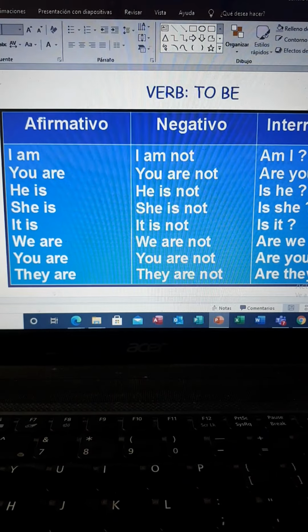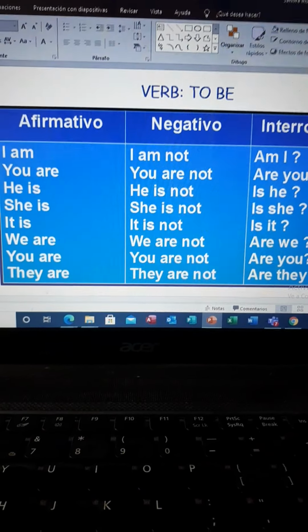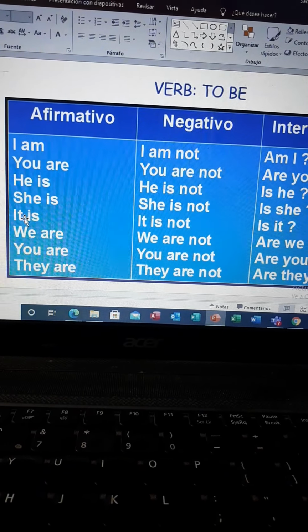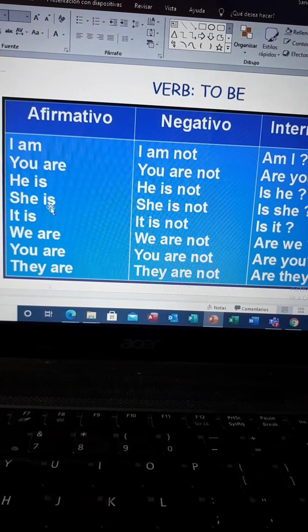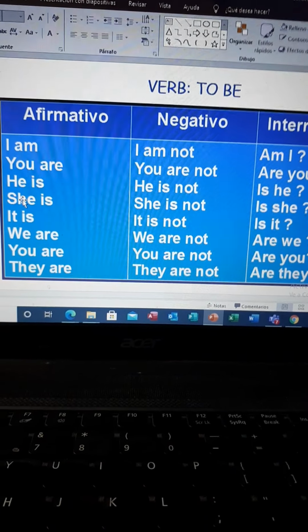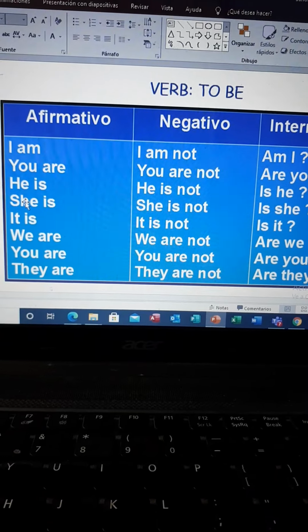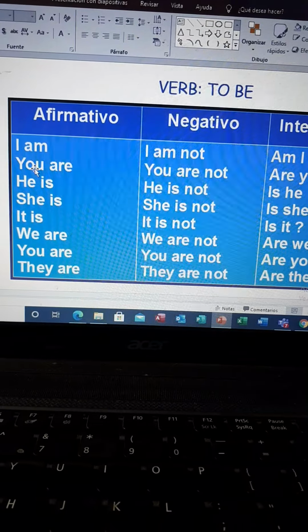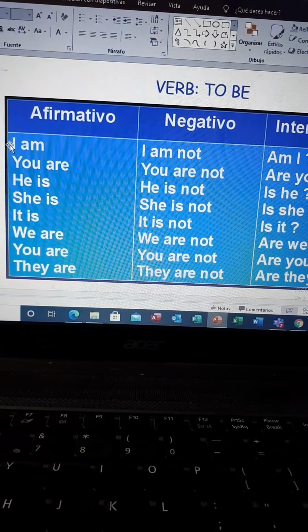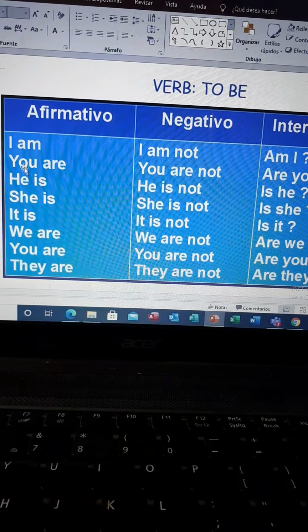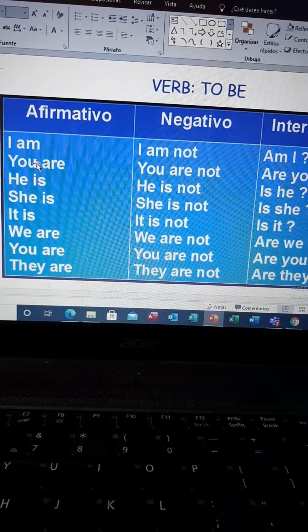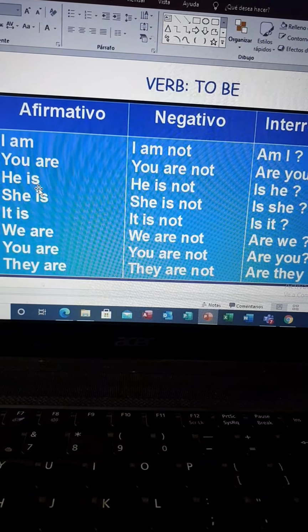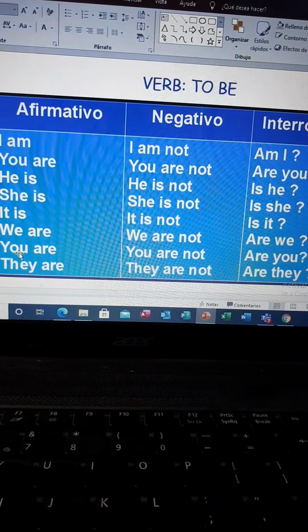And to understand the verb to be, first we need to remember the pronouns. So we have I, you, he, she, it, we, you, and they. Okay? These are the basic pronouns. We have different types of pronouns, okay? But for the moment, we're going to remember the basic pronouns, okay? So I, we said I for the first person in singular. You is the second person in singular. He, she, and it are the third person in singular. And then we have the plural form.